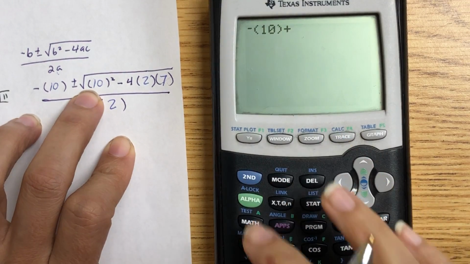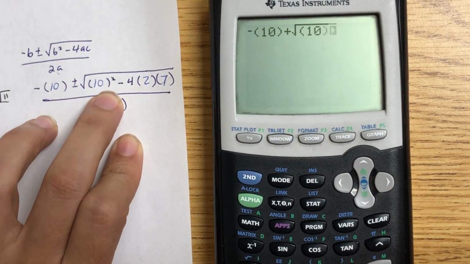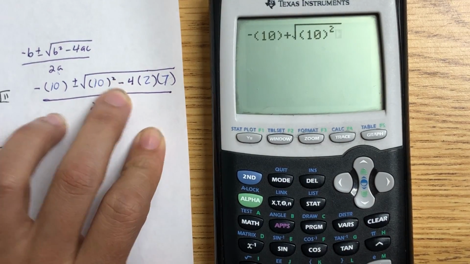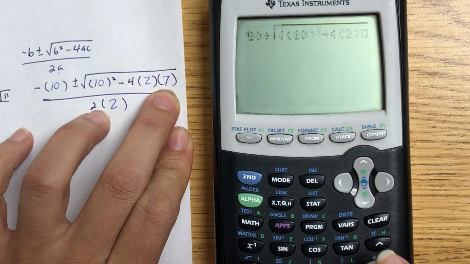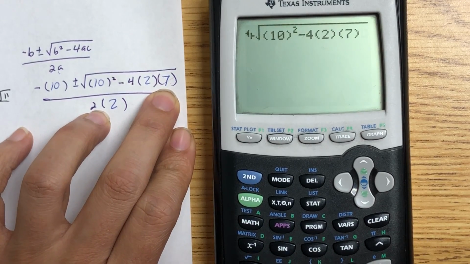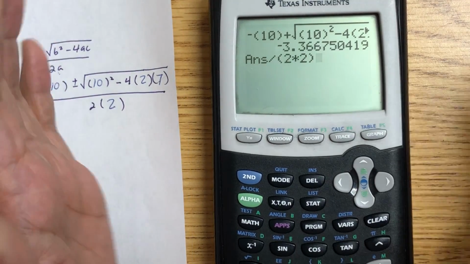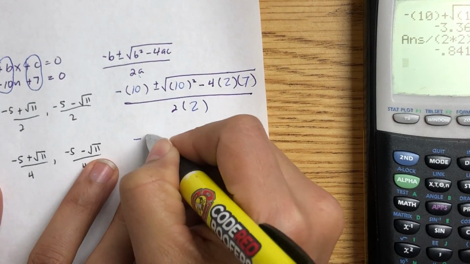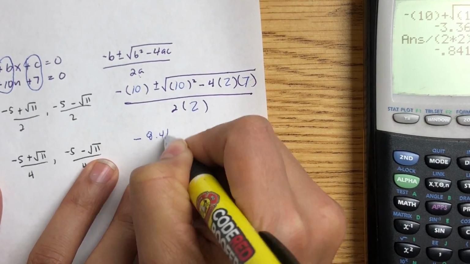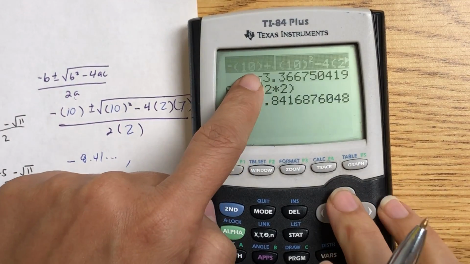So square root, which is second, square root, open parentheses, 10, close parentheses, squared, which is this button, minus 4, open parentheses, 2, close parentheses, 7, open parentheses, 7, close parentheses. So that's the whole top, divided by the bottom in parentheses, which is 2 times 2 in parentheses, all in one parentheses. So that's my first answer. So negative 8.41, blah, blah, blah.